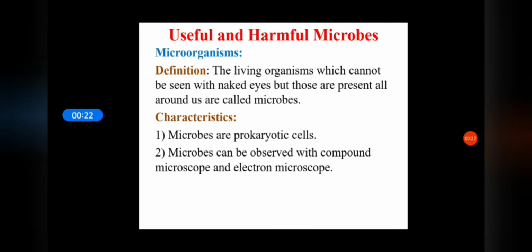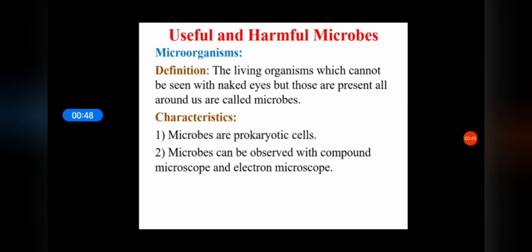Before we start learning, let us have a glance at what is meant by microbes. The living organisms which cannot be seen with naked eyes but are present all around us are called microbes. So the microbes are present in the water, air, food, inside and even outside of the body. Microbes are also called microorganisms.